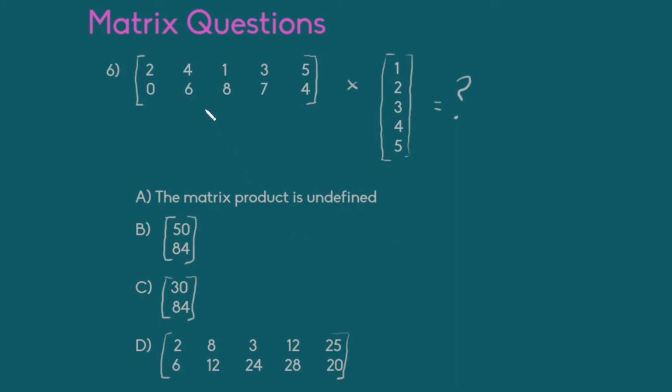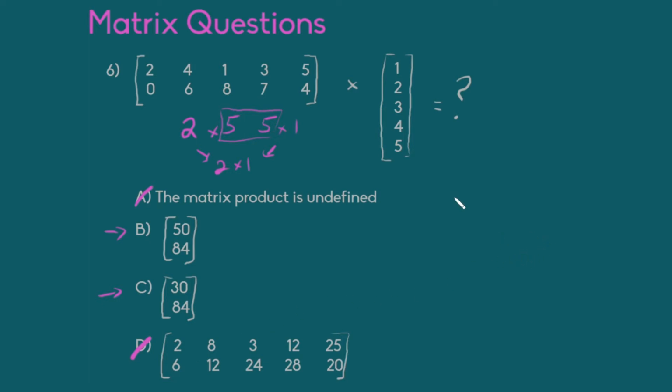The first thing we want to think about is if this matrix product is defined or not. So once again, we think about the rows and columns we have. Our first matrix is a 2 by 5. Our second matrix is a 5 by 1. Again, the 5's in the middle match, so this matrix product is defined, and the size we're going to get out is going to be a 2 by 1. And that's really useful because we know then that we're only going to get either answer choice B or answer choice C. Answer choice D is the wrong size, and that is not going to work.